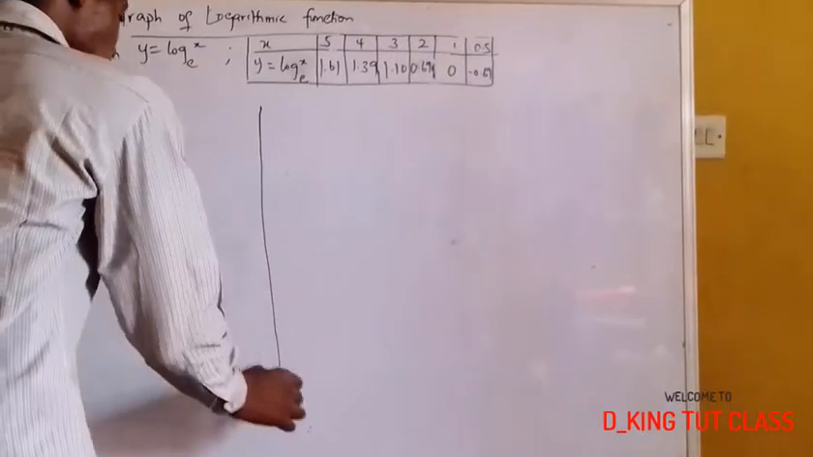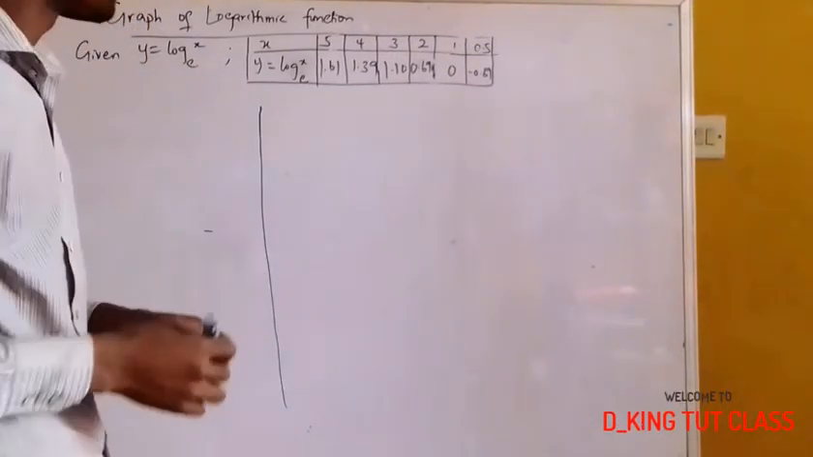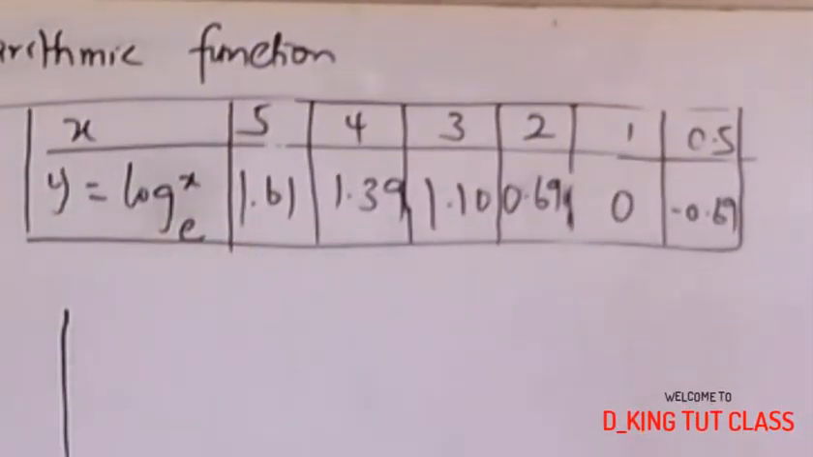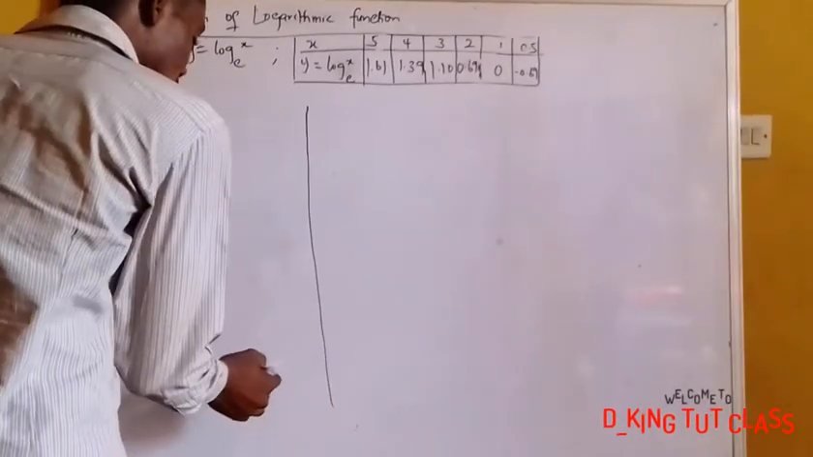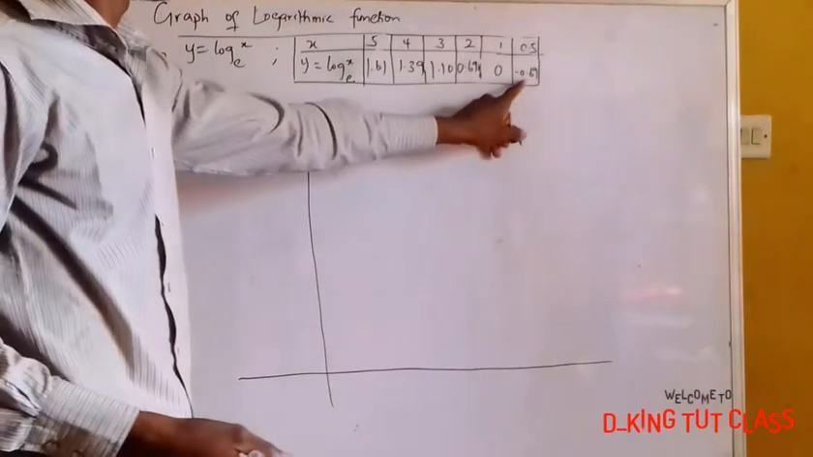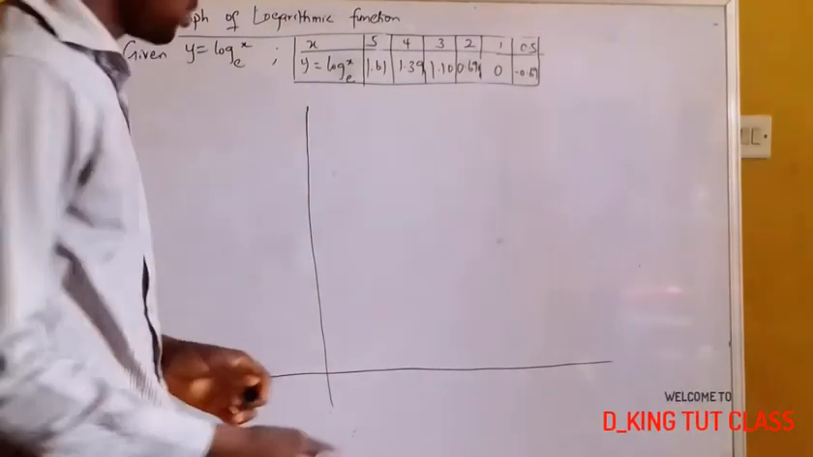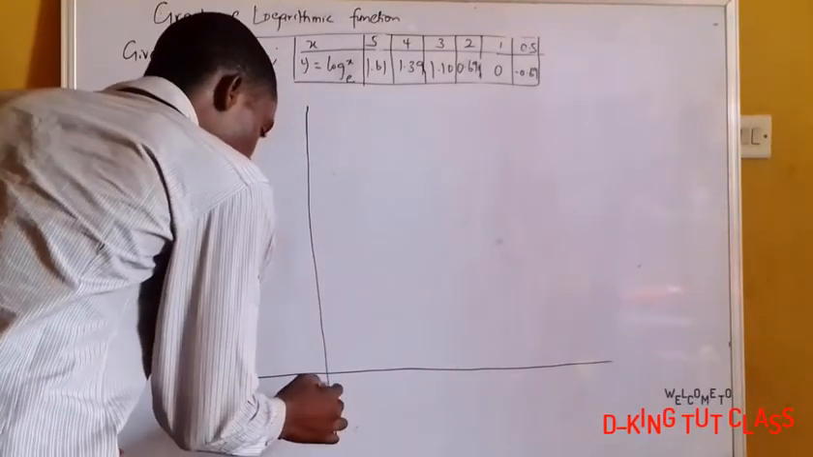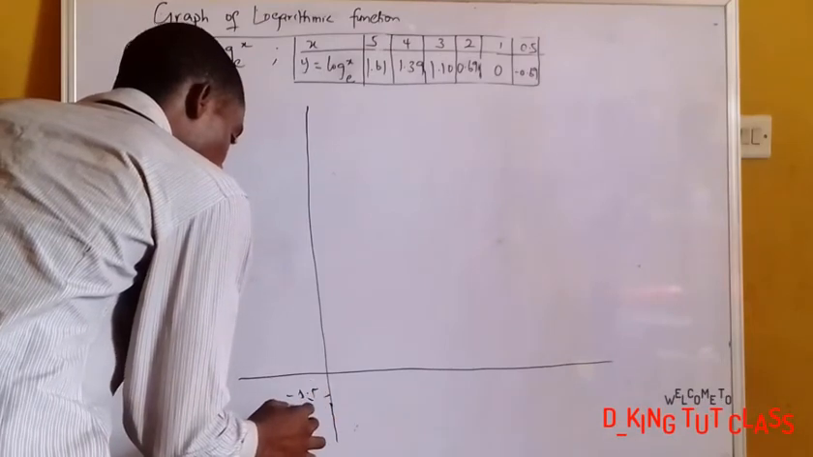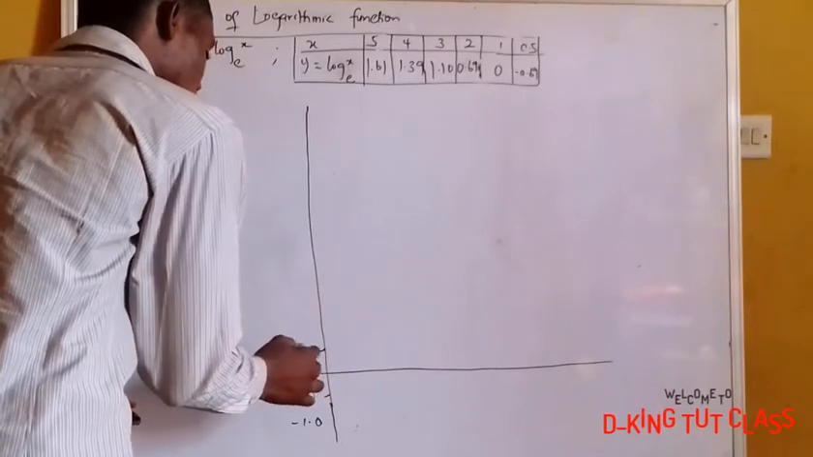Now, to represent this on a graph, it's as simple as plotting your graph, your x and y axis. In plotting your graph, what are the values of y? We have more positive and less negative. So let me bring my x-axis down. I have minus 0.69. I could use a count of 0.5 to represent them. So if I use 0.5, I'm going to have minus 0.5, minus 1.0.